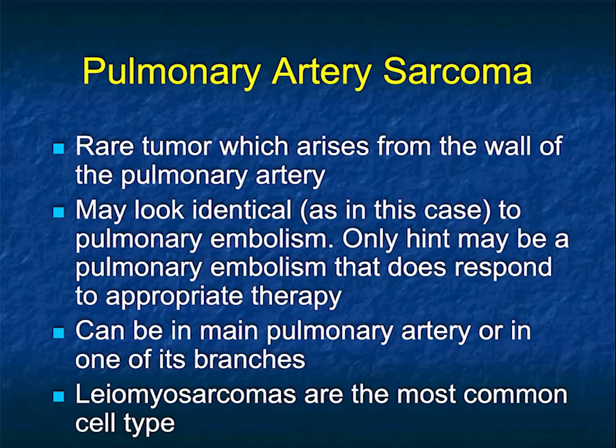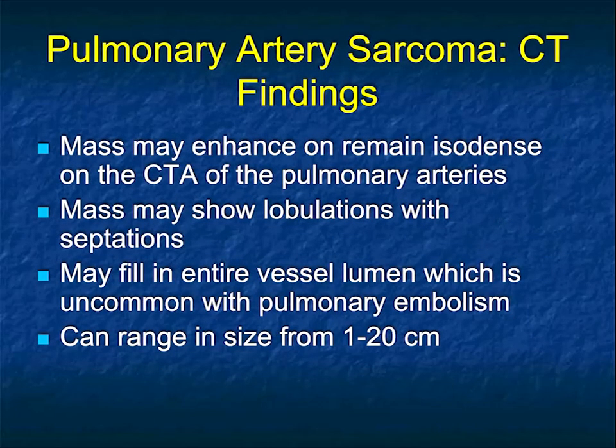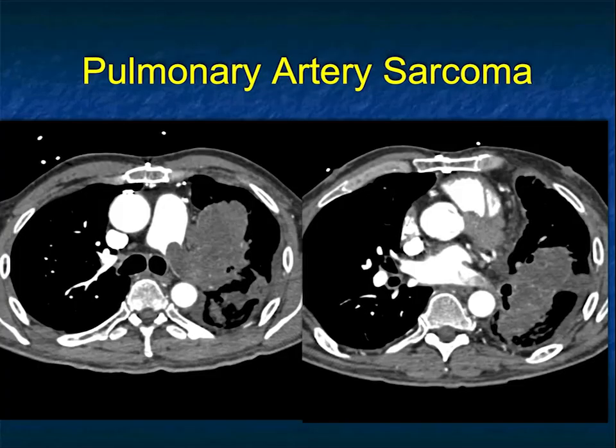It's a rare tumor. It looks like the world's largest PE, and typically it's diagnosed as PE, except the patient's tumor does not resolve when you give anticoagulant therapy, which most PEs in fact do. It can be in the main pulmonary artery or in one of its branches or in multiple of its branches. Leiomyosarcoma is the most common cell type. These lesions can enhance a bit, but most commonly are isodense. They're typically lobulated and fill in the entire lumen.